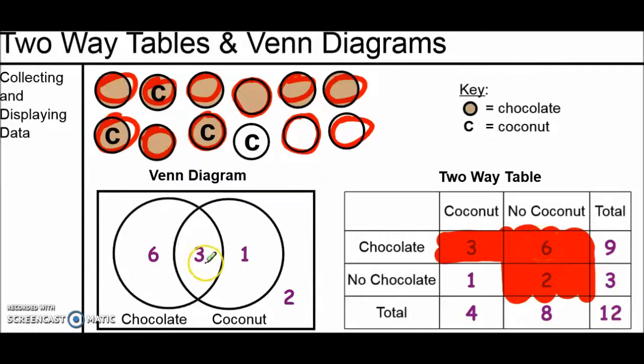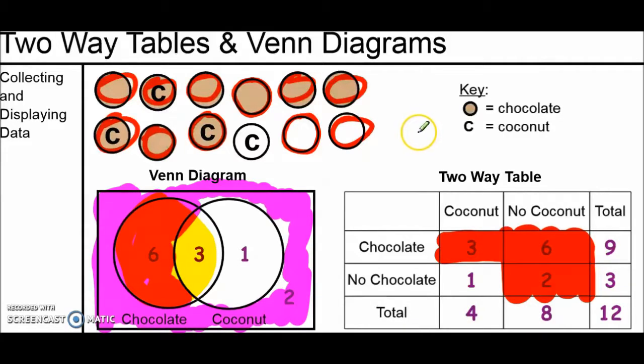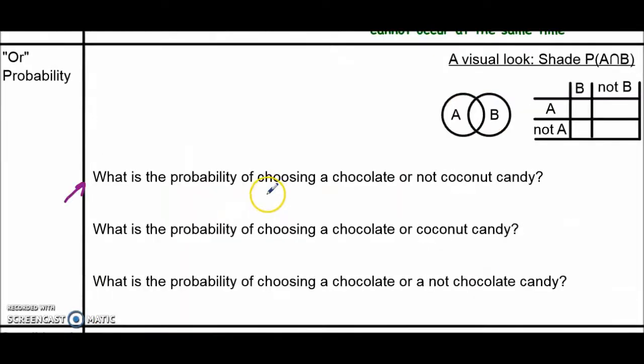coconut. And it works basically the same way on a Venn diagram. First, shade the chocolate candies, then shade the not coconut candies, and anywhere that's shaded, not just where they overlap, is included in the OR probability. Again, that comes to 11 out of 12 total candies. So that is 11 out of 12 as a fraction, which is 0.92 as a decimal if you round properly, or 92% of candies are either chocolate or not coconut.